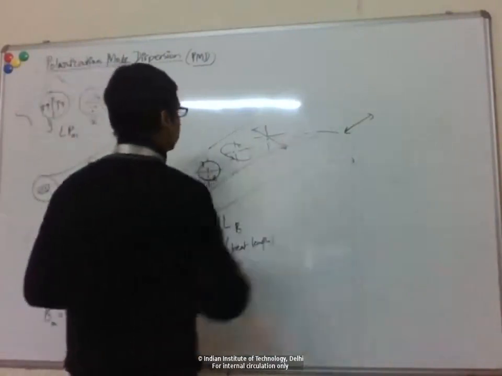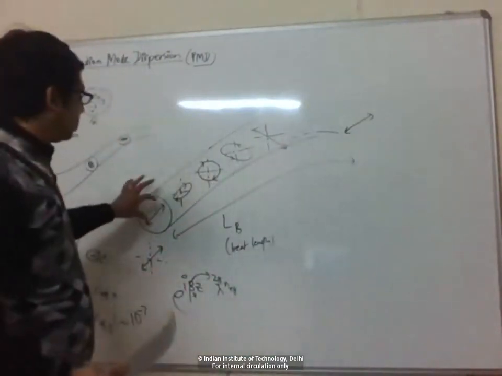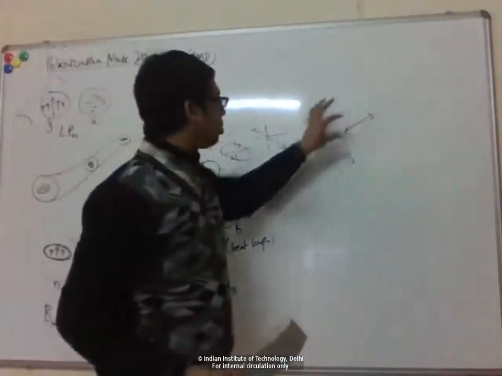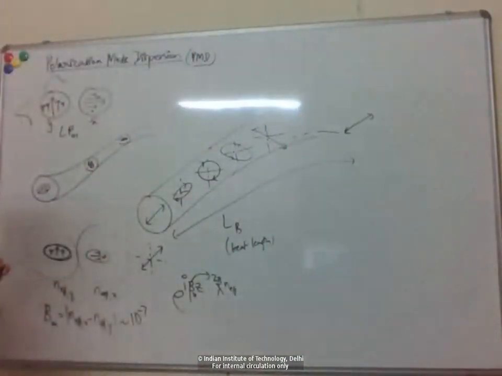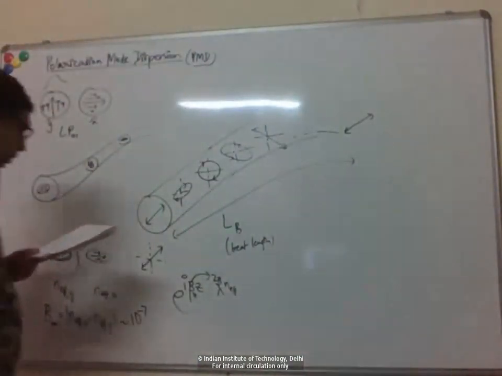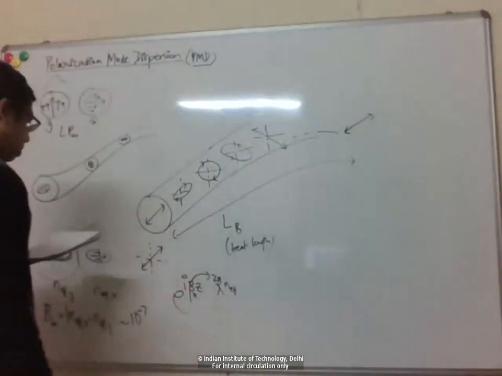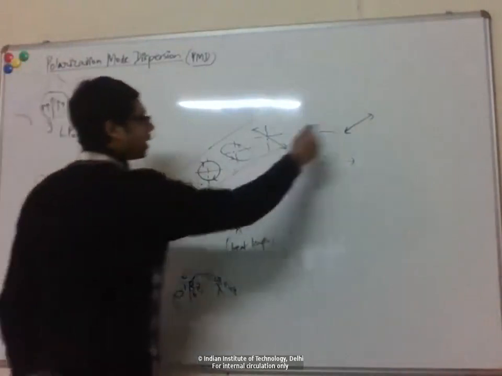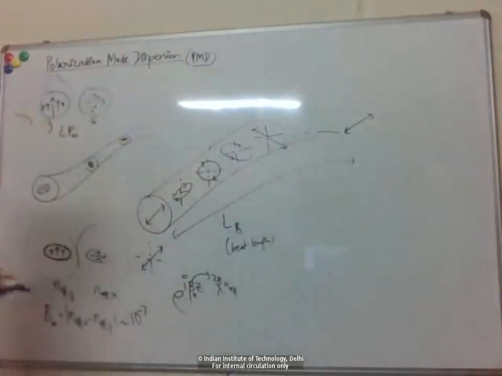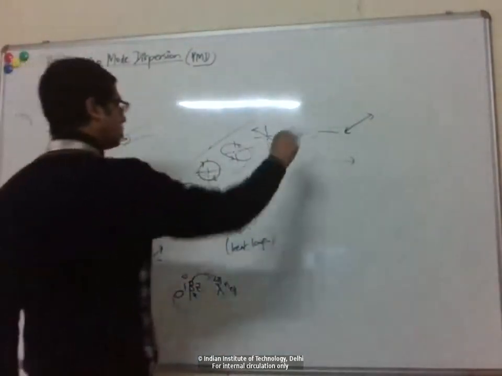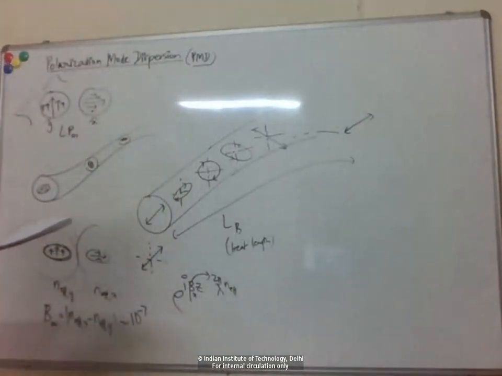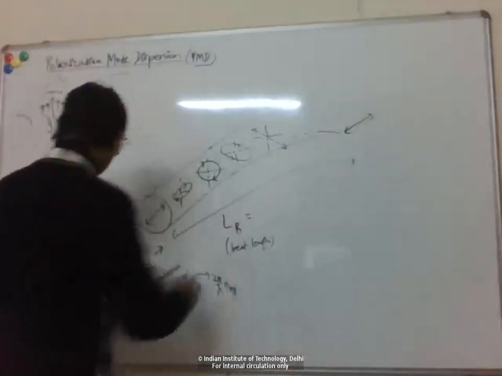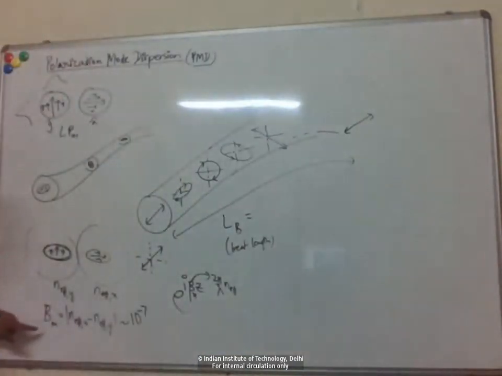Basically, the beat length is the length after which the polarization comes back to the input polarization. You can see that happen once the phase difference becomes 2 pi, right? So 2 pi is like no phase difference, so it will come back. So this beat length basically depends on this birefringence parameter, right?